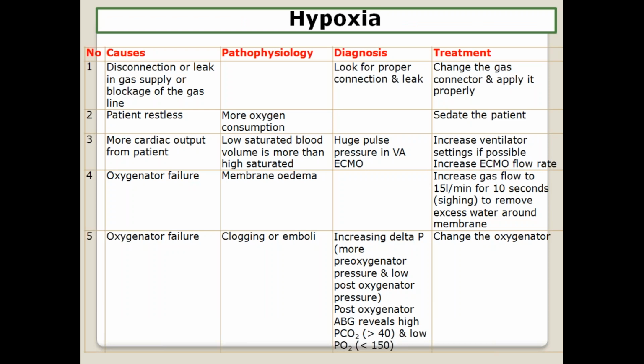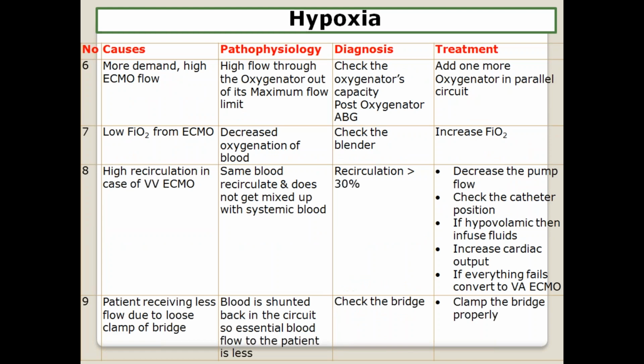So what are the causes? It can be disconnection of the pipeline. As I said, first think of technical issues and look for proper connections. It can be patient restlessness, increased metabolic activity, or more cardiac output for any reason, again causing hypoxia. Oxygenator failure, membrane edema or clogging, can lead to hypoxia. Demand more than supply, anything which leads to increased metabolic activity, will lead to this. Low effort from the ECMO. So these are all technical aspects.